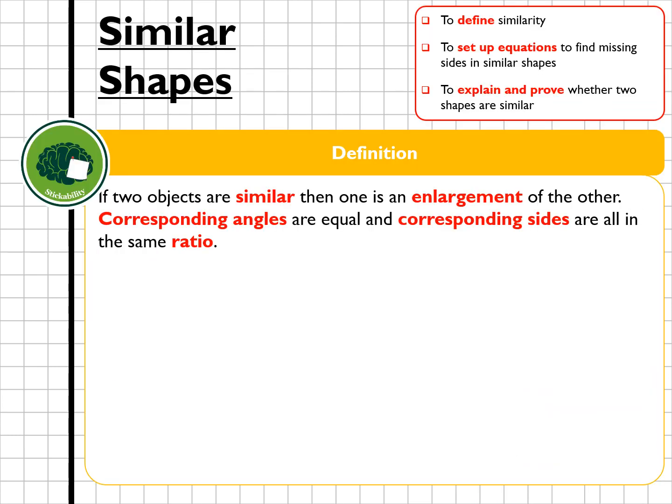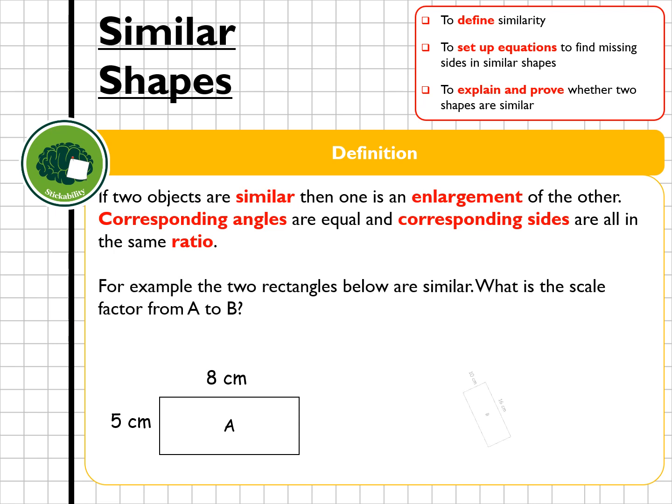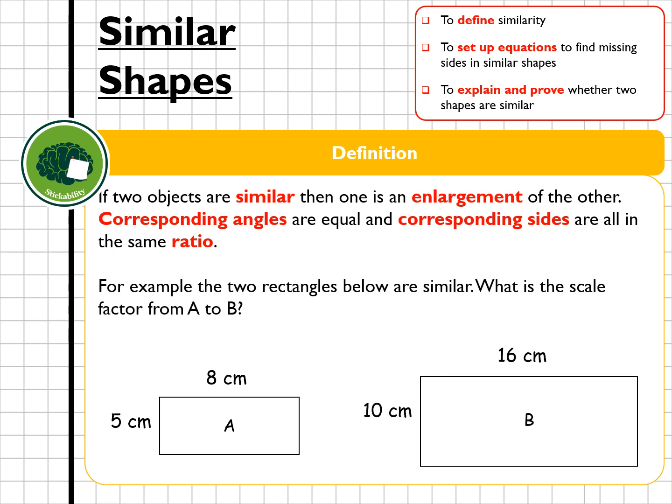Now, as a definition, if two objects are similar, then one is an enlargement of the other. Corresponding angles are equal within the shape and corresponding sides are all in the same ratio. So for example, if I say that these two rectangles are similar, I can very easily see that the lengths go from 8 to 16 and the widths go from 5 to 10.